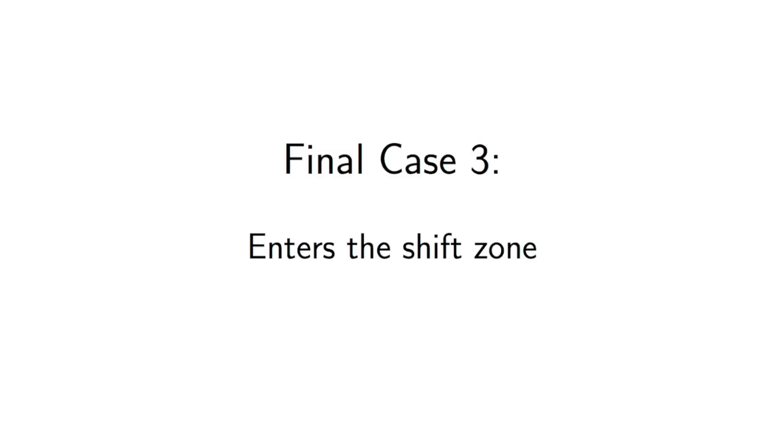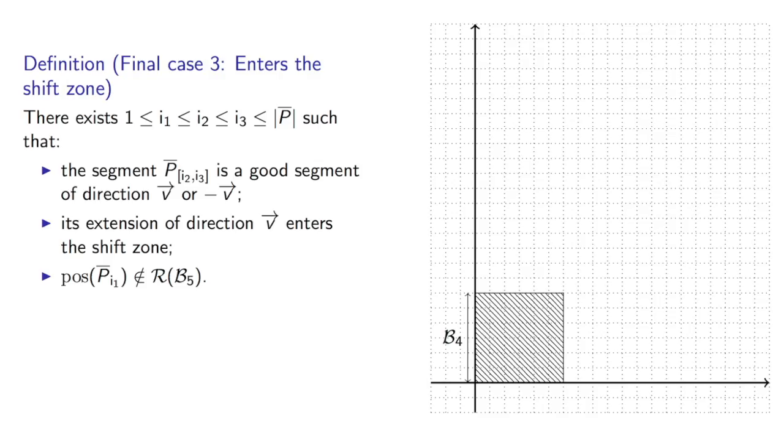The third final case is called enter the shift zone. Consider the shift zone, that is to say the square of width b4. Now we suppose that there exists a good segment of P of direction V or minus V. This segment starts in I2 and ends in I3. We represent here the case where this segment is of direction minus V. Now we want to extend this segment in direction V. We suppose that this extension intersects with the shift zone.